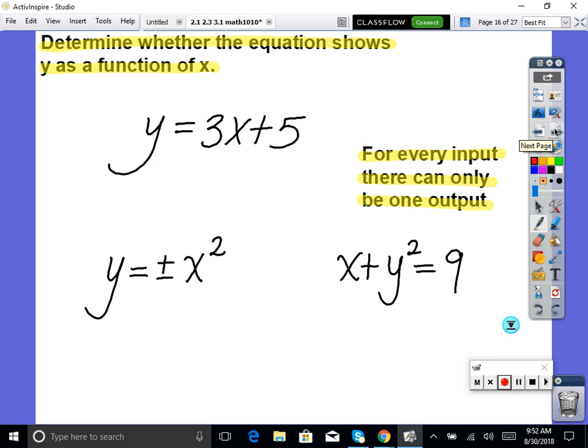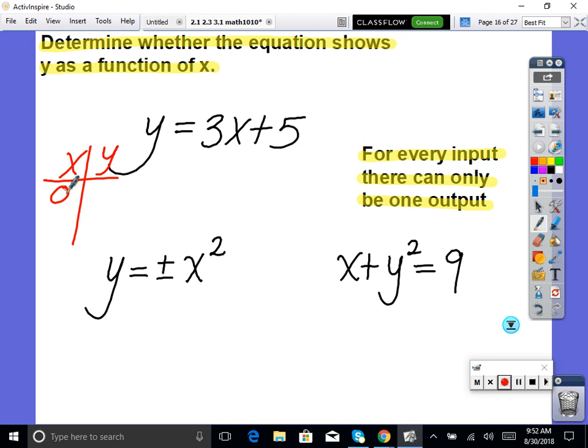Okay, so now given an equation, it wants you to determine whether the equation shows y as a function of x. That's a fancy way of saying, can we consider this a quote-unquote function? So remember, for each x, there can only be one y. So let's look here. Here's a line. If we plug in some xy points, are we going to get more than one answer out?